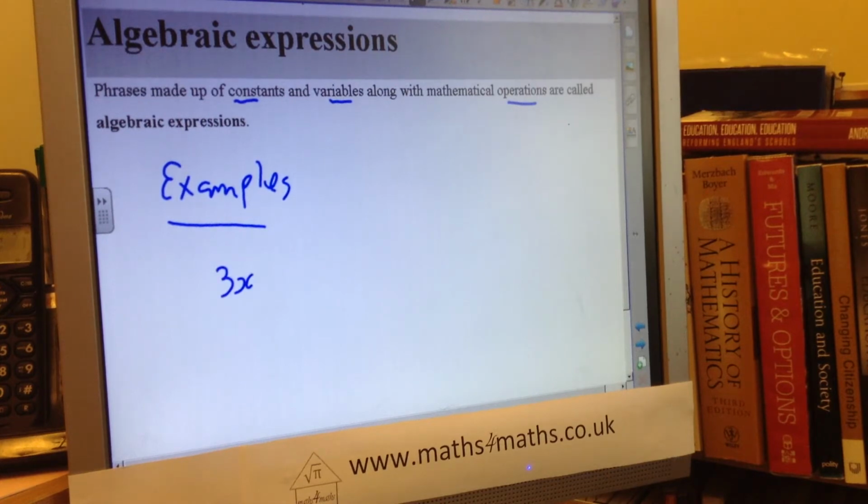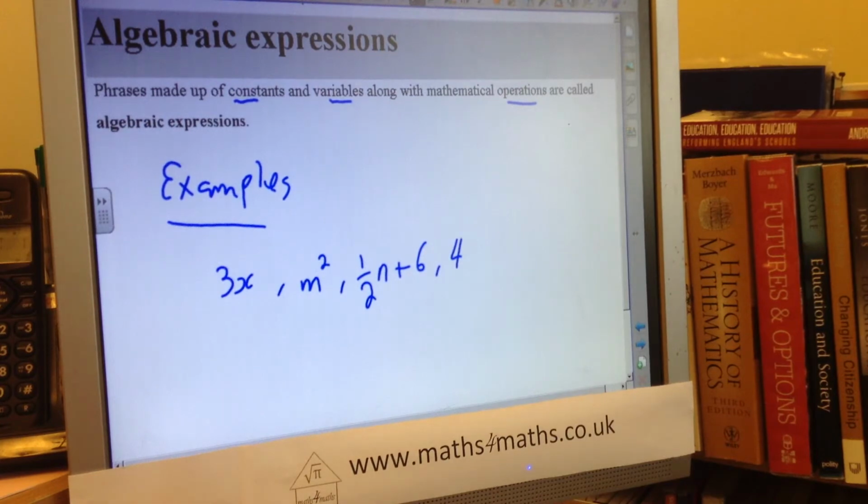3x, m squared, half n add 6, 4x squared plus 2x minus 5, 2a add 3b minus c are some examples of algebraic expressions.